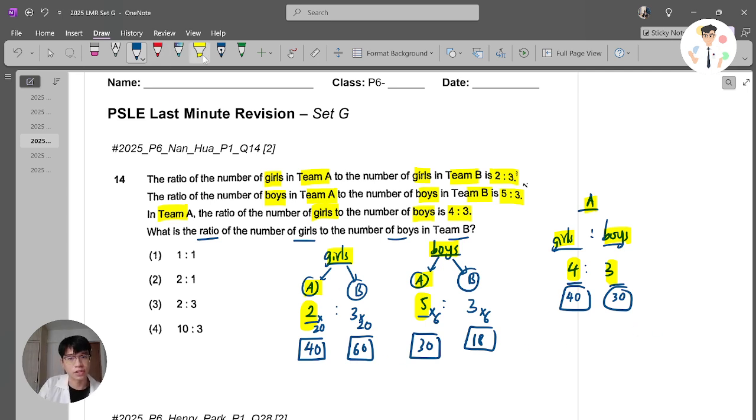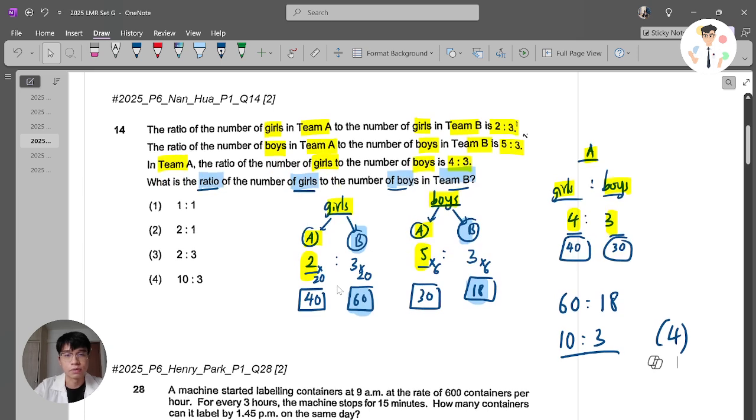And now, the question asks, what is the ratio of girls and boys in team B? Girls and boys in team B will be 60 to 80. And of course, if I simplify it further, it will be 10 to 3. Option number 4. Yes, and that is basically what you are supposed to do. Okay, let's move on to the next question.